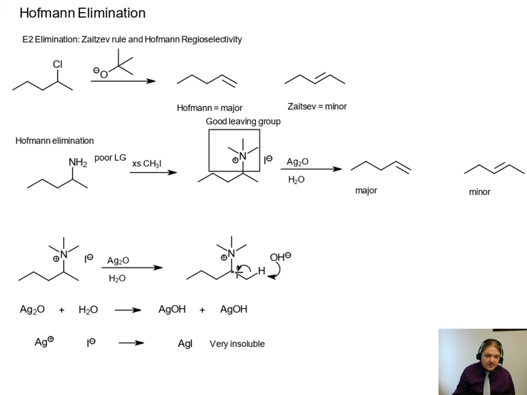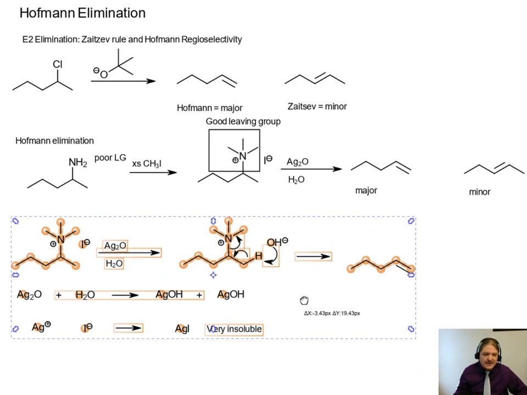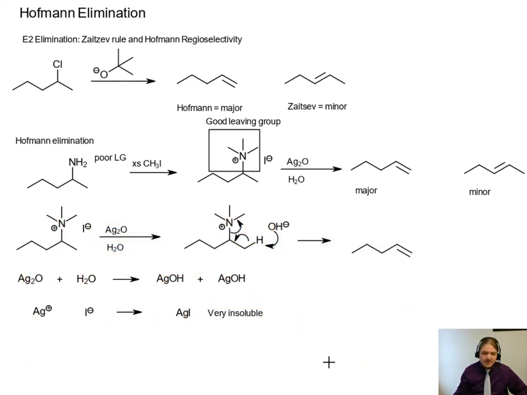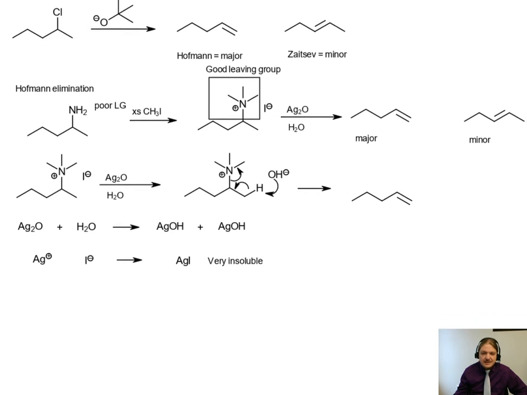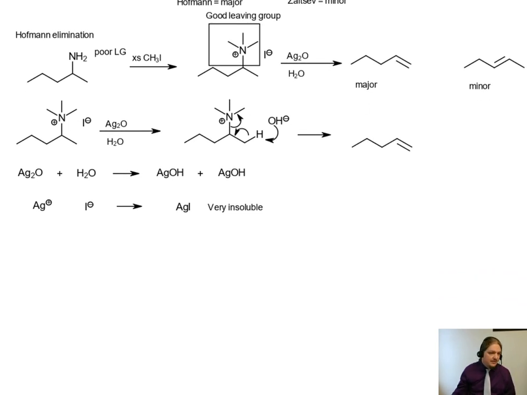And so here's the simplified mechanism. And again, if you've studied the E2 elimination, then you know that this is a mechanism that requires a certain geometric arrangement of atoms leading to the most stable transition state. Right, and we're going to end up talking about that in a moment. So here, this is chemically what's happening in terms of enabling the reaction to proceed. Let's talk about regioselectivity.